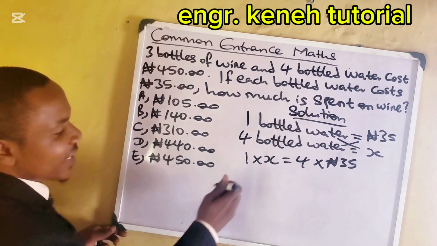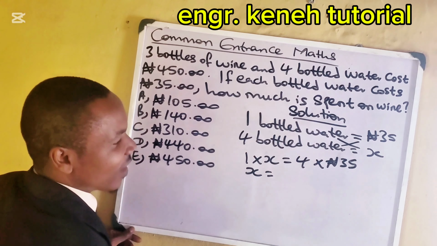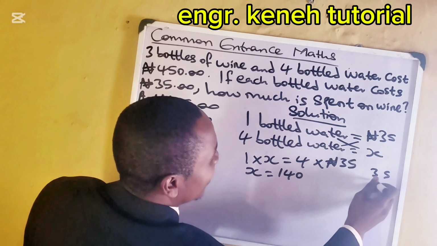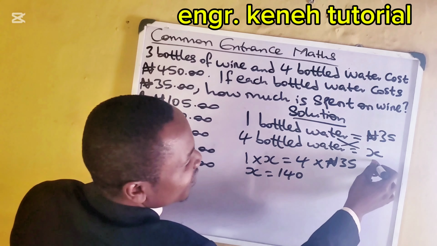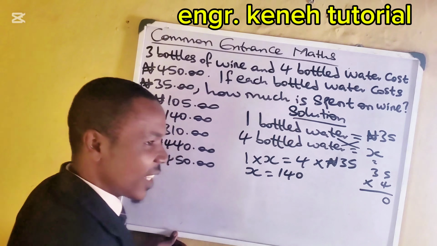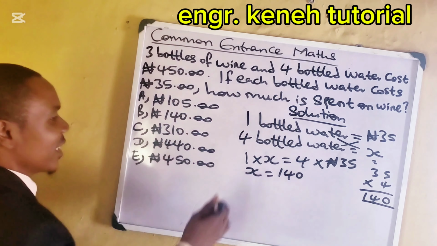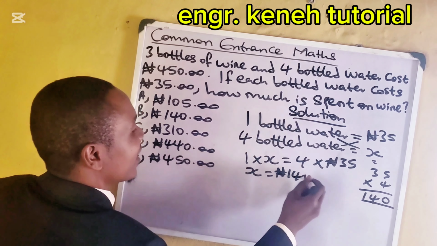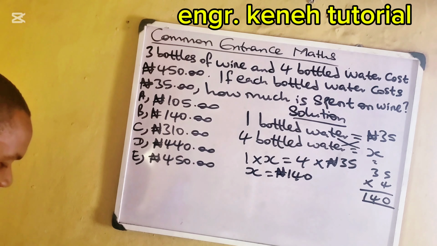So 1 times X will give us X. So 4 times 35, it will give us 140. Look at it here. We have 35 times 4 like this. 4 times 5 will give us 20. Write 0. Carry what? 2. 4 times 3 will give us 12. Plus 2, we have 14. Can you see it? So that's how I obtained this. So this is 100 and what? 40 naira. So the price of 4 bottles water will give us what? It will give us 140 naira. Is it clear?